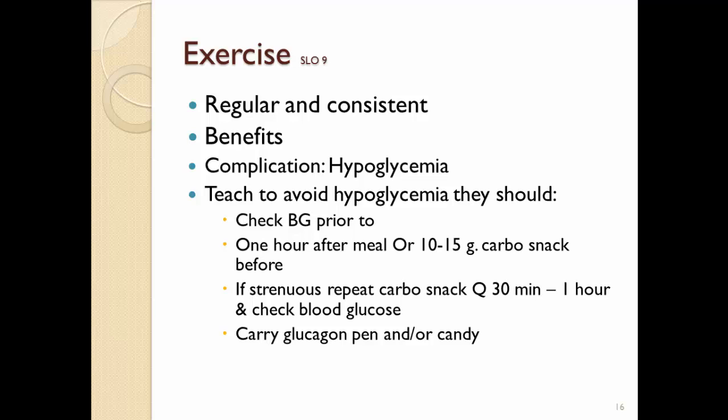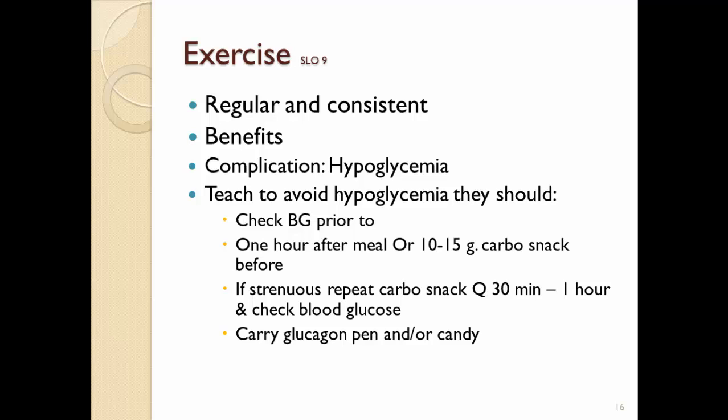If this exercise is going to be strenuous, such as running long distances or a long hike or swimming, then we have them obviously do the top 2, check the blood sugar, take a snack, but also bring a snack with you. 30 minutes to 1 hour into your exercise, stop, recheck your blood sugar, maybe retake a snack, okay?